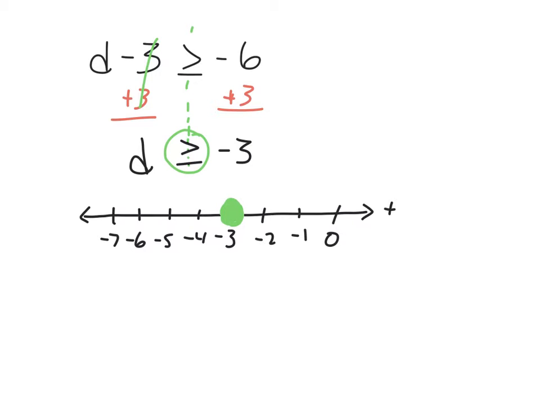Our solution is all the numbers that are greater than or equal to negative 3. That means it's the numbers on the positive side. So we're going to shade this direction. Make a big obnoxious arrow there and shade over the number line so it's obvious that these are all the solutions to this inequality. 0 works, 100 works, negative 1 works, even negative 3 works in this case. That's why the dot is solid.